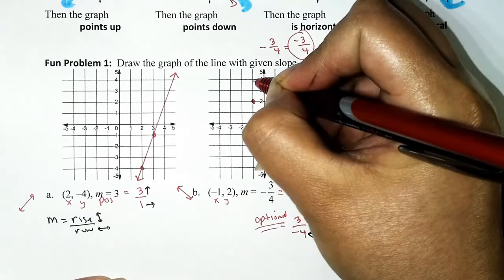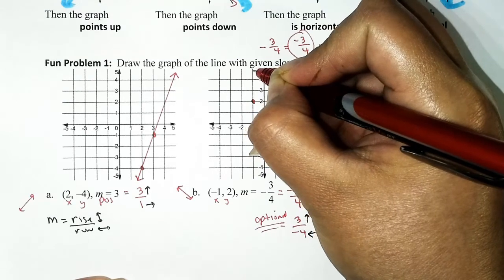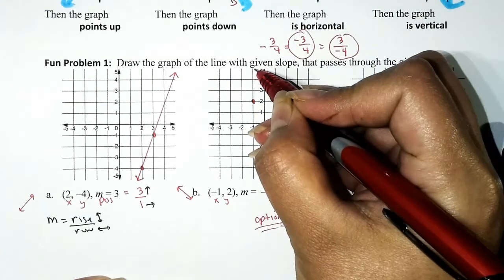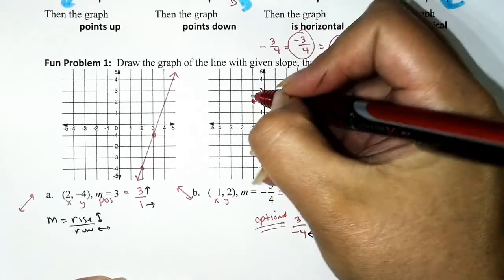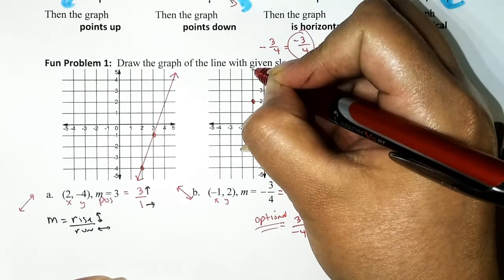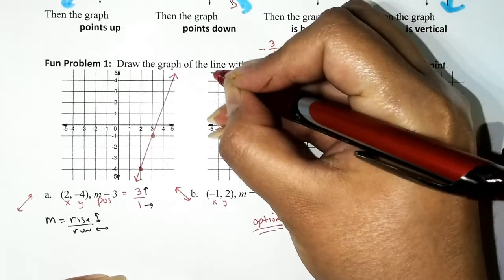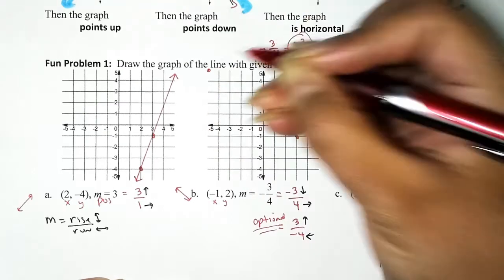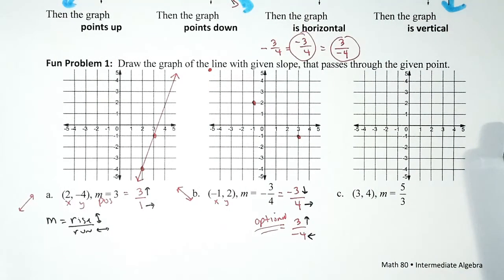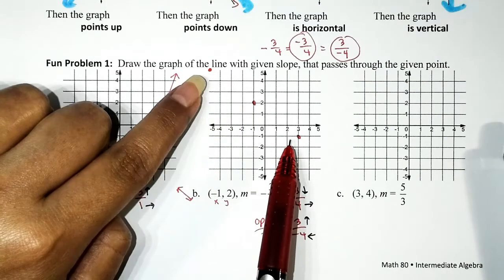So 1, 2, 3. I'm out of space, but I guess we could take it because that's like the edge. So we're gonna go up 3, 1, 2, 3, and then 4 to the right. 1, 2, 3. Oh, this was a terrible example. Okay, I should have planned ahead. Okay, cool. So we have our 2 points. Overachiever, we have our 3rd point.